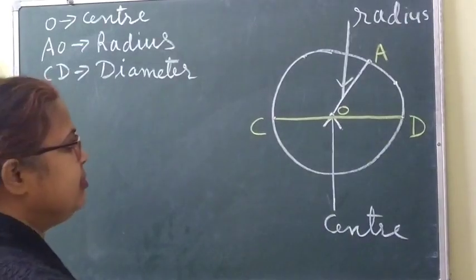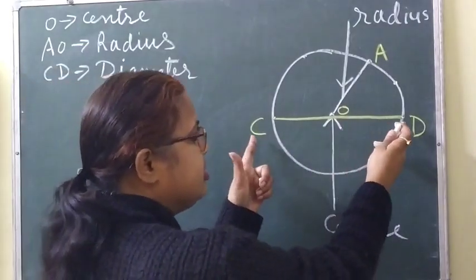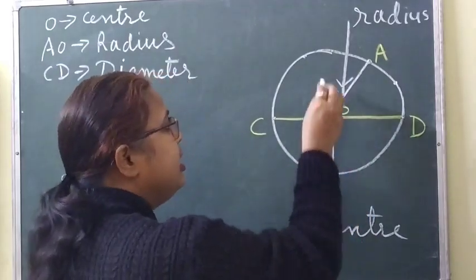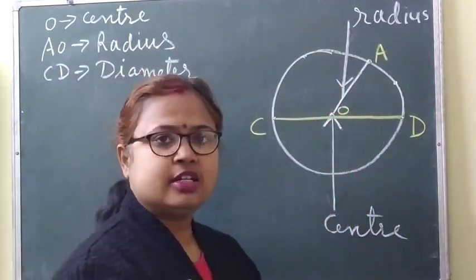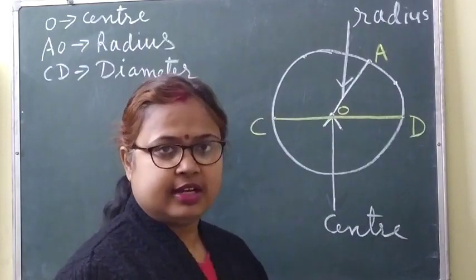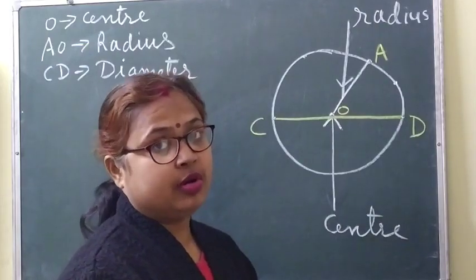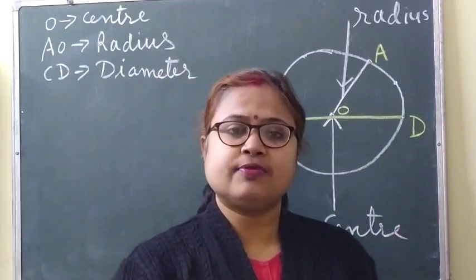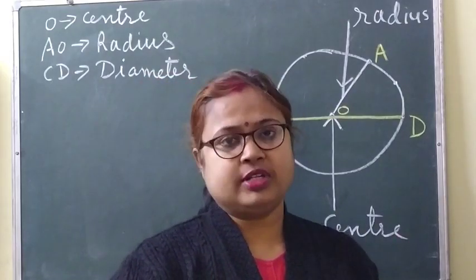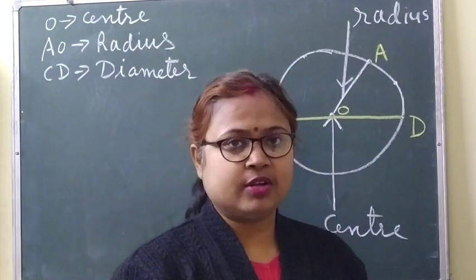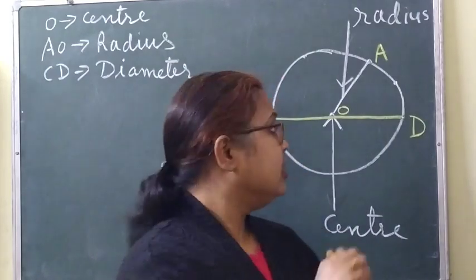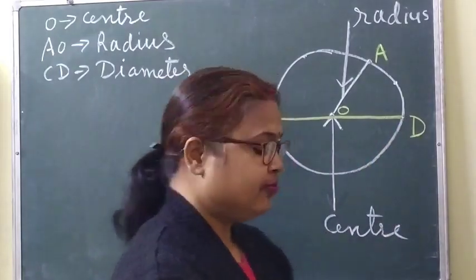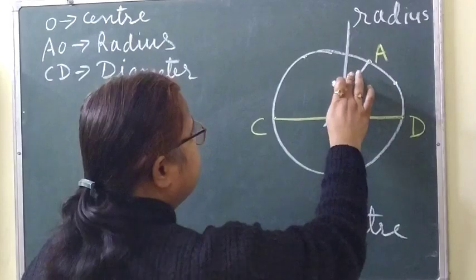Diameter is a line that passes through the center and touches the circumference at 2 points. Next is a chord. What is a chord? A line that touches the circumference at 2 points is called a chord. So we can say that diameter is the longest chord.